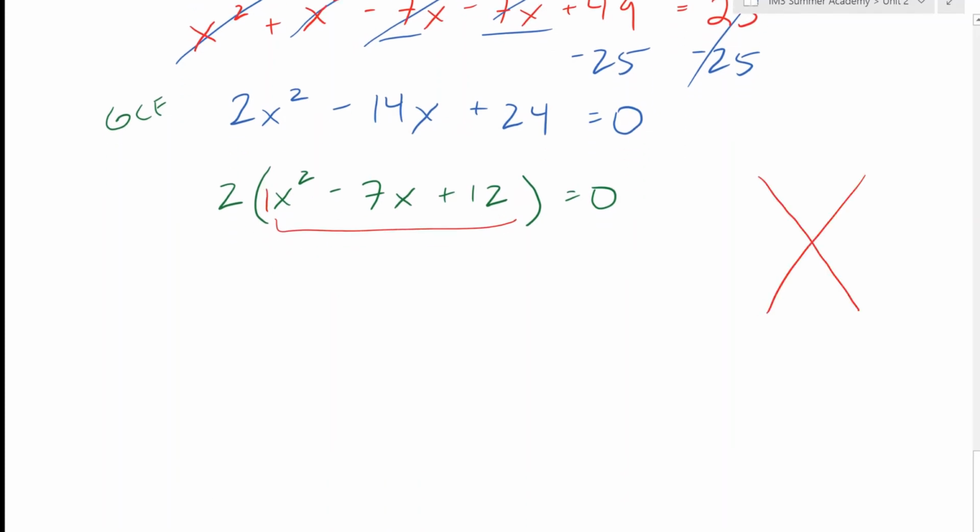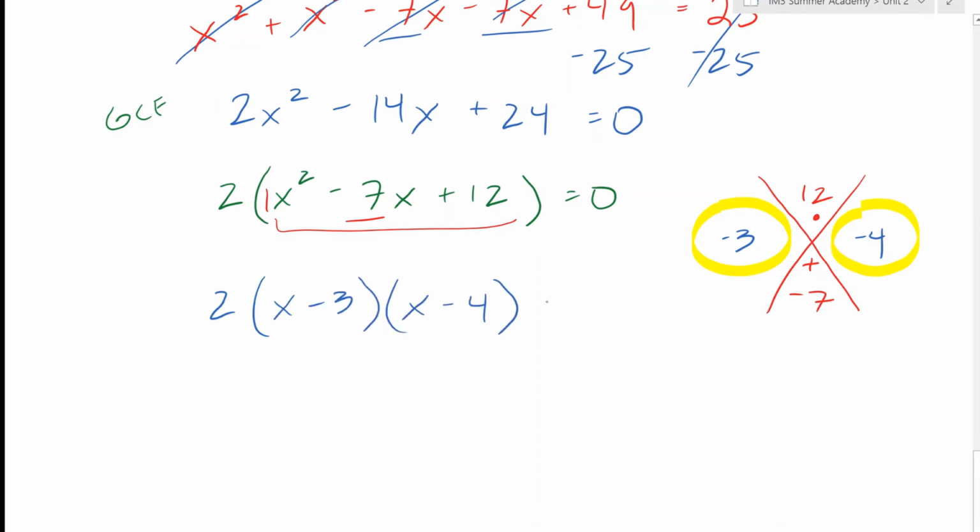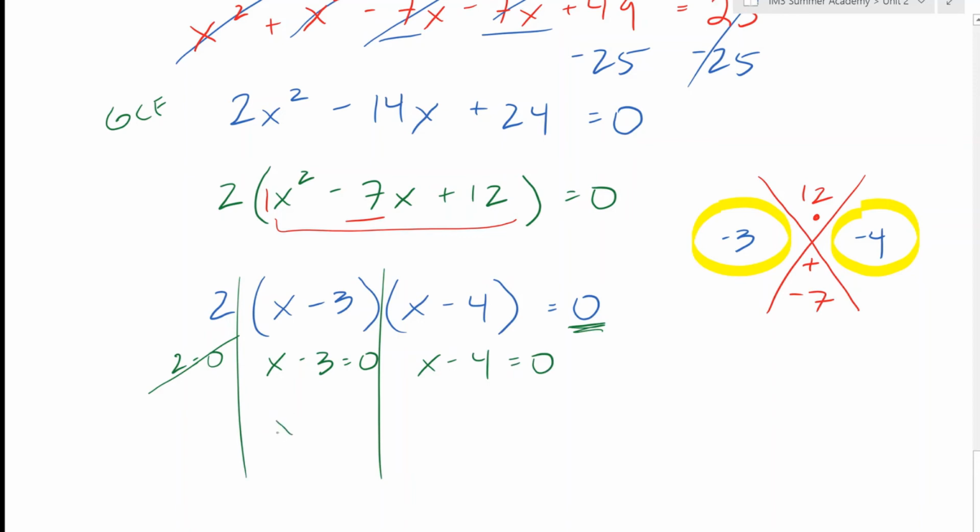So the top number is 1 times 12. That's a 12. On the bottom, negative 7. So I'm looking for 2 numbers that will multiply to give me positive 12 and add to give me negative 7. Those 2 numbers are negative 3 and negative 4. So I can write those: x minus 3 and x minus 4 equals 0. And set everything equal to 0 now. I can ignore the 2 because 2 equals 0 just doesn't make any sense, so we'll just get rid of that. x minus 3 equals 0 and x minus 4 equals 0. So my first answer is 3, my second answer is 4.